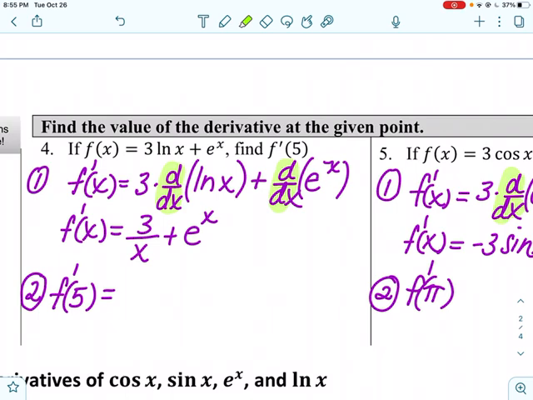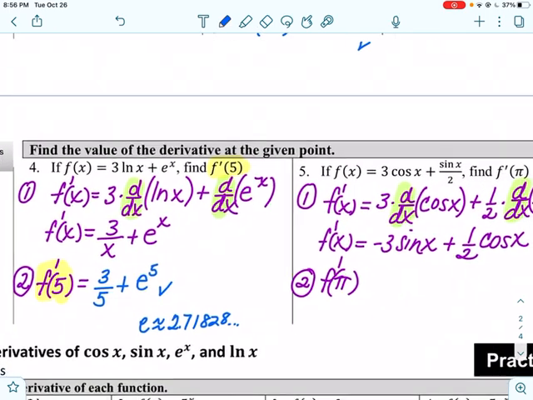Now, in the end, our answer is going to be the derivative evaluated at 5. As you can see, I have that down here. So we've got f prime of x is equal to 3 over x plus e to the x. So we end up with f prime of 5 by substituting in 3 over 5 for x plus e to the 5th power. And that would be our answer. Now, we could round if we wanted to, but that would be the value of the derivative. Now, remember that e is approximately 2.718, but who's counting? Okay, so we have our answer there.